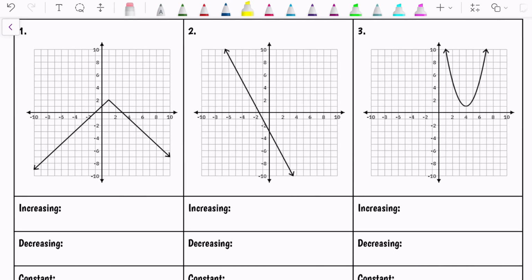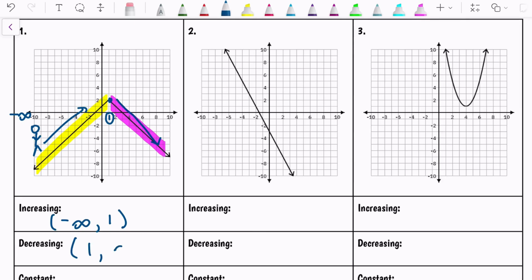All right, so increasing, I'm going to highlight yellow. If I was a stick figure and I was on a journey and here I am, I'd be walking up, and then I would turn right here. That x value is 1. And I would be walking down. And so I am increasing from the left side, which we call negative infinity, until that turning point, which is 1. I'm then going to be decreasing. And so I am going to call that 1 to infinity. I am decreasing for the rest of the graph. And it's never constant.